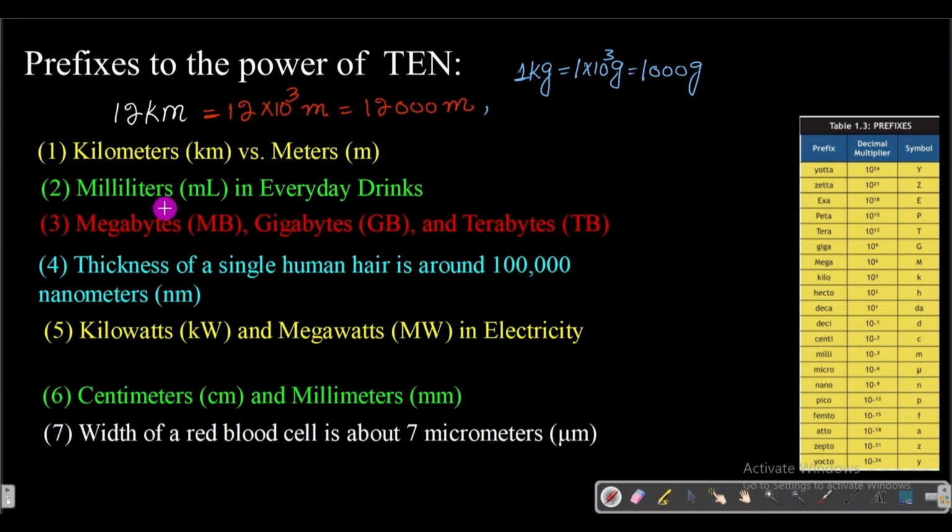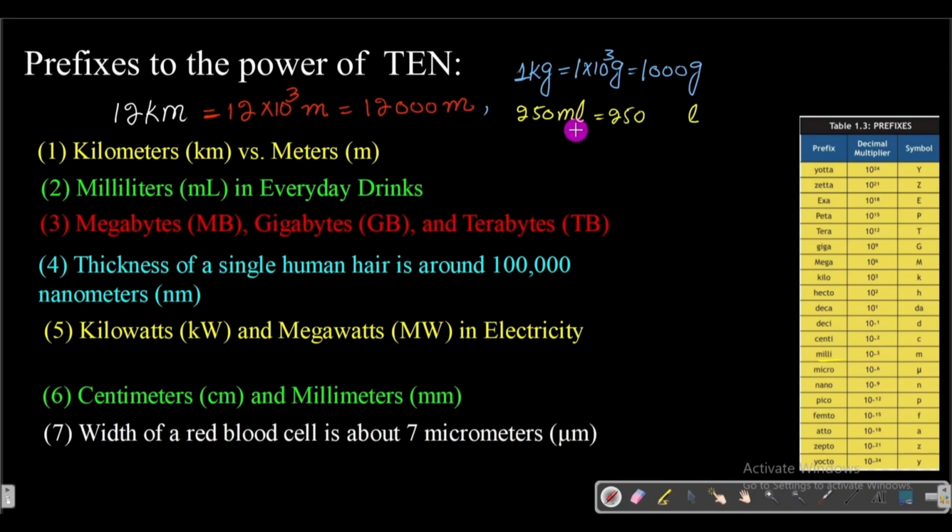Similarly, you may hear about the milliliter in everyday drinks. If someone says that I drink 250 milliliter juice, then what does this mean? So here 250 is the number, and milli, and here the liter is the unit. Then what about the milli? So you will search that inside this table. Here the milli is present, and the value of the milli is 10 power minus 3.